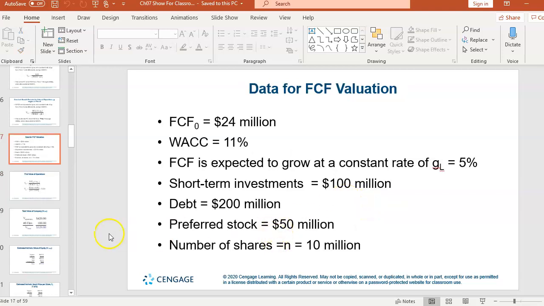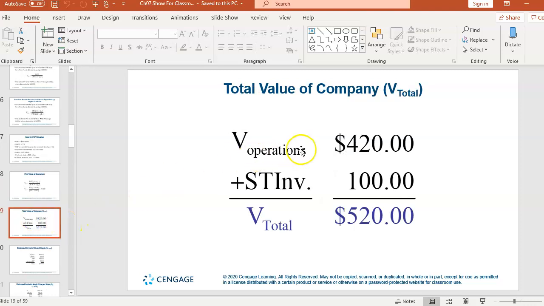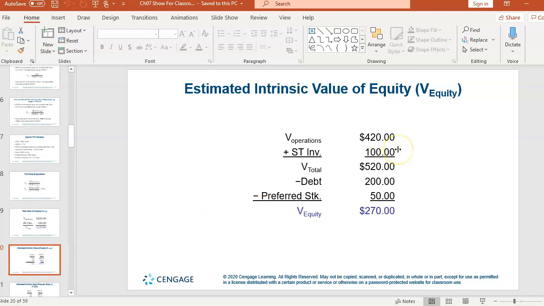So I take that 420 million, and I add to that the value of my marketable securities, short-term investments. So the total value of my company is 520 million. So now I've got my value. I subtract from that the claims to that value.